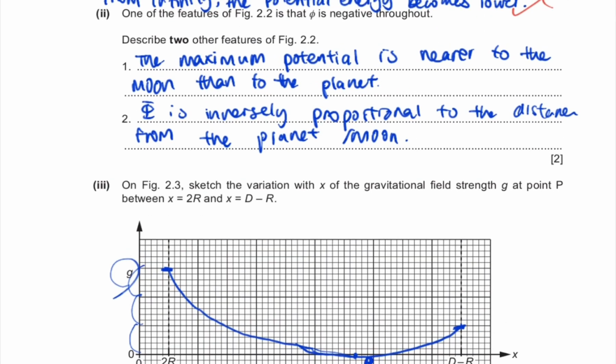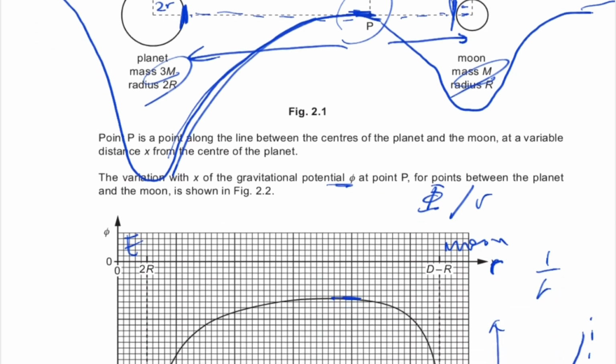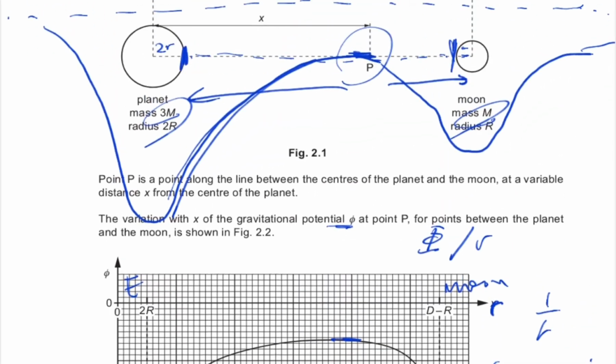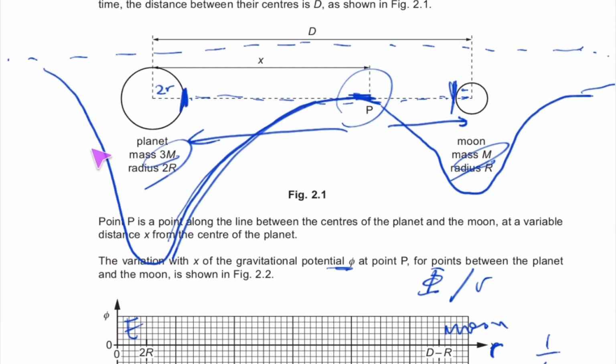So that's generally how you answer questions like this, questions about gravitational potential. It's really useful to think about the potential wells, think about a trampoline and different masses pressing down on the trampoline and making these potential gradients.